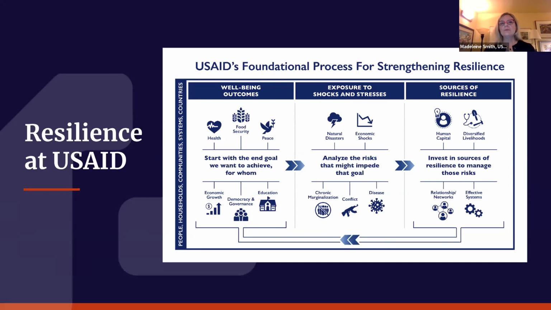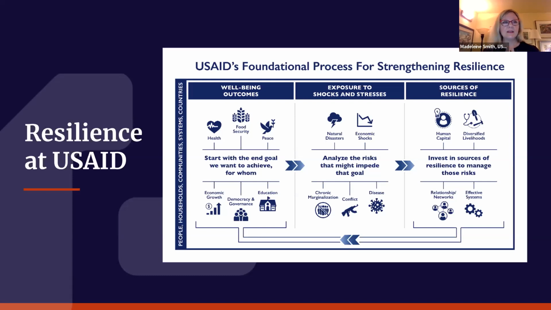So third, we invest in the sources of resilience to manage risk. These are the things that people and system actors draw on to manage risk and plan for a longer-term future. Things like strengthening governance and education systems that can plan programmatically and financially to adapt to a new, changing risk context.